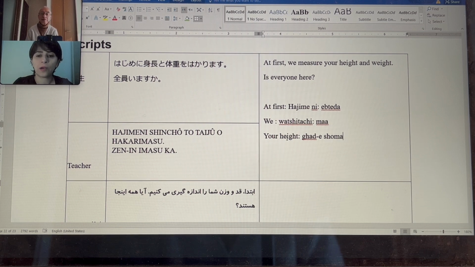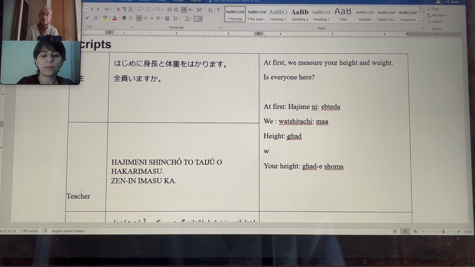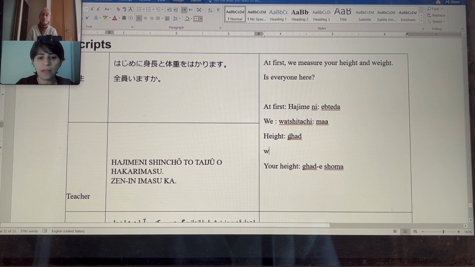And so, let me first, here, height was cut, as I said, and weight. Sorry, I also want to add height. What is shinjo?